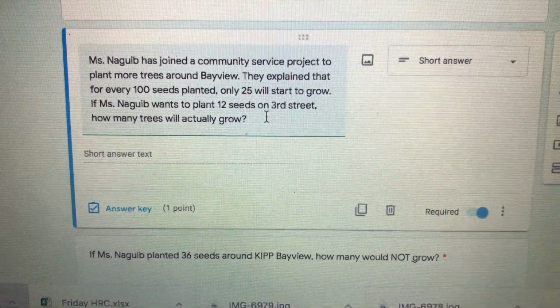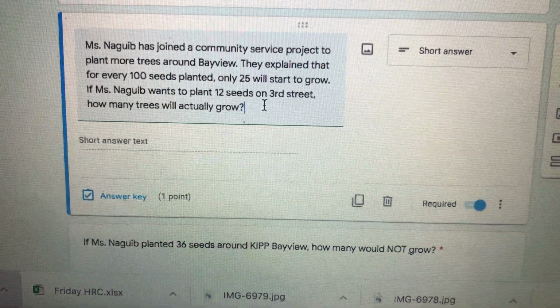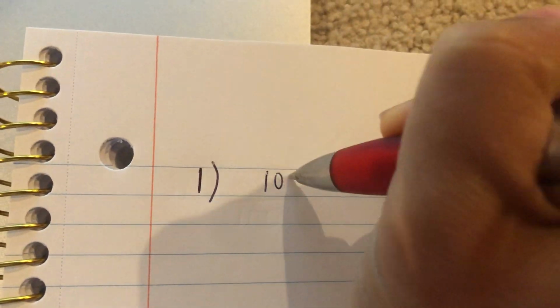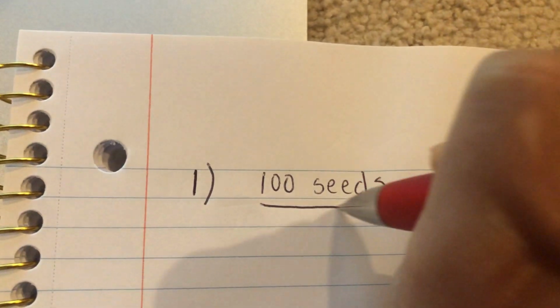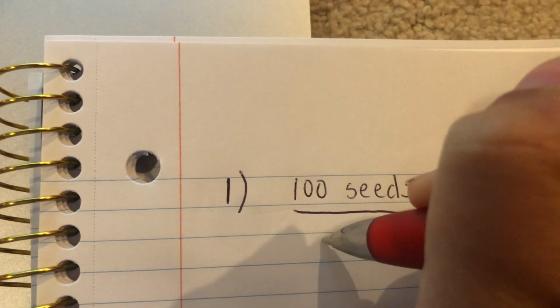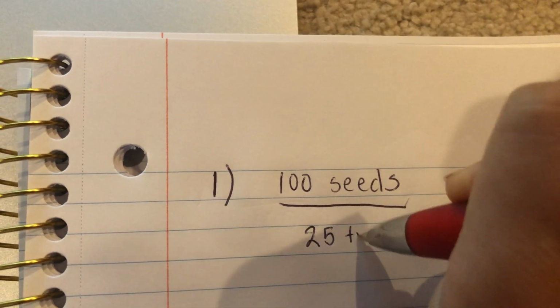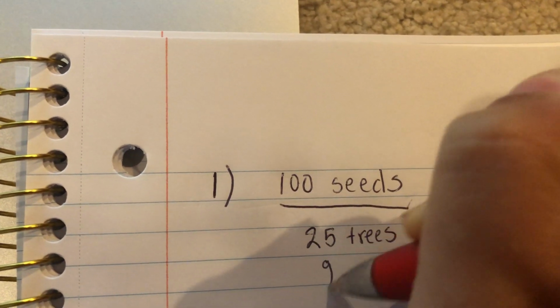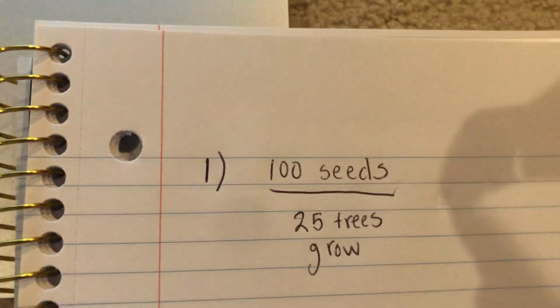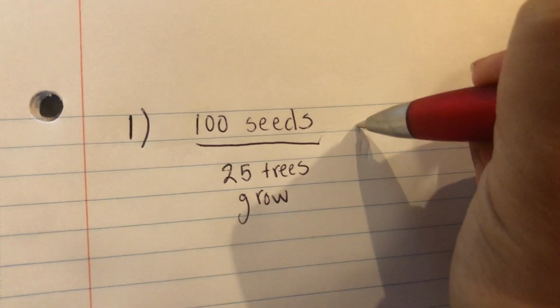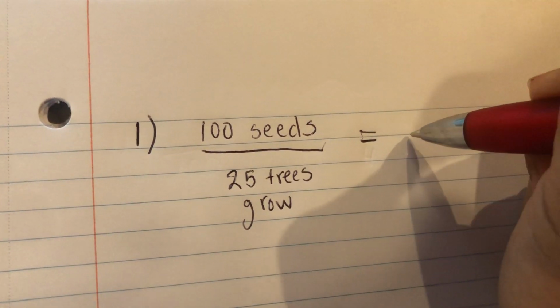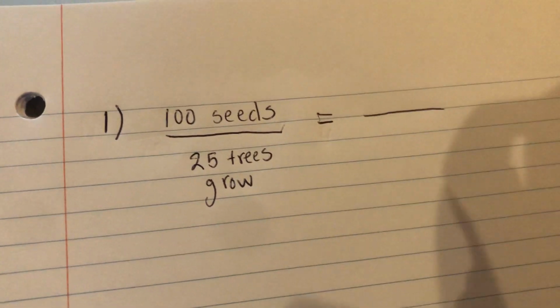Okay, so here's what we know. What it tells us is for every 100 seeds, 25 trees grow. Okay, so for every 100 seeds, 25 trees will grow. So we need to find what's the unit rate. We're using proportions to find the unit rate.